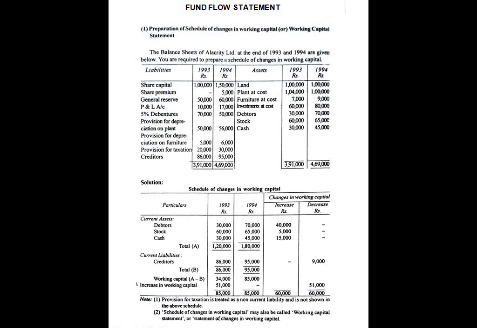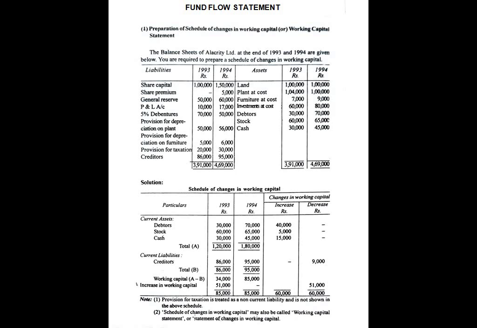Cash 30,000 and 45,000. Then the liability side total for 93 is 3,91,000. For 94, the total is 4,69,000. In the same manner, the asset side for 93 is 3,91,000, and for 94 it is 4,69,000. We are going to prepare the schedule of changes in working capital. Already we know working capital is nothing but the capital required for day-to-day operation. So working capital comprises current assets minus current liabilities.